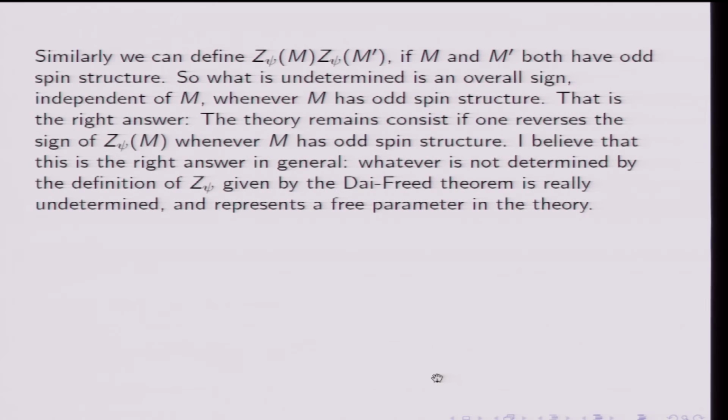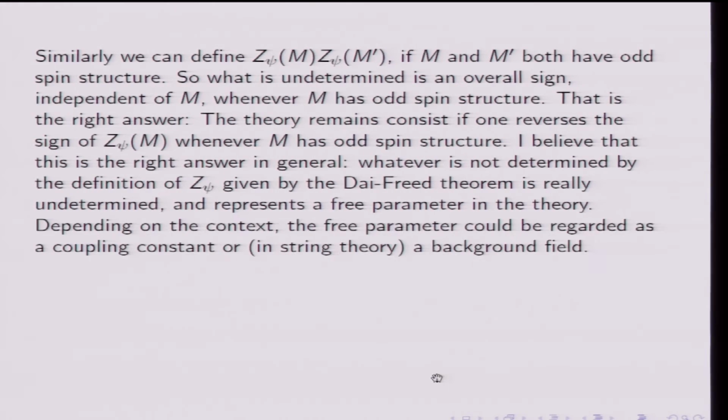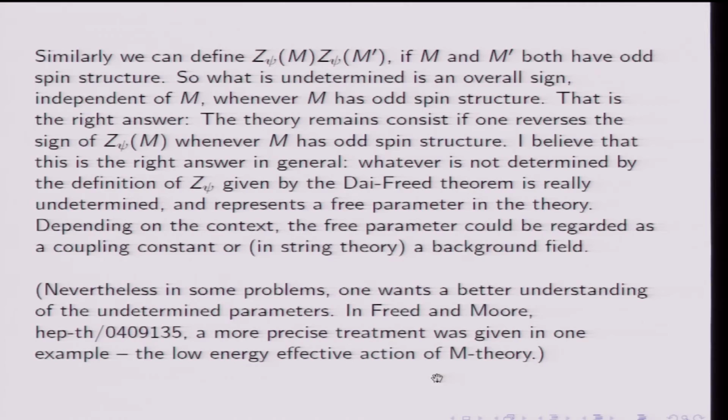So the Dai-Freed theorem determines the answer as much as it can be determined. And I claim that whatever is not determined by the Dai-Freed theorem is really undetermined and represents a free parameter in the theory. Depending on the context, the free parameter would be called a coupling constant, or in string theory, a background field. So anyway, my claim is that the Dai-Freed theorem certainly gives the most general definition that's known of Fermion path integrals, and I strongly suspect it's the right answer in general.